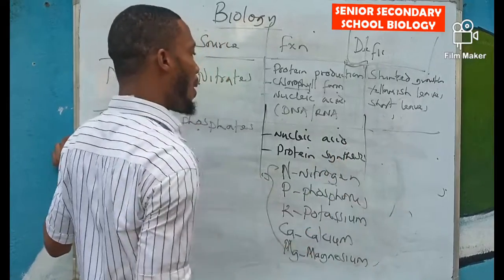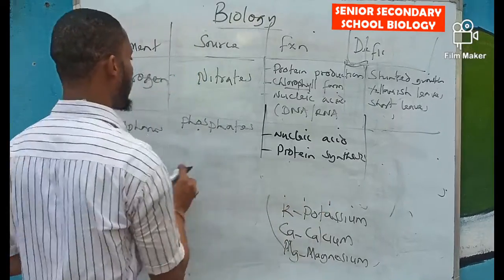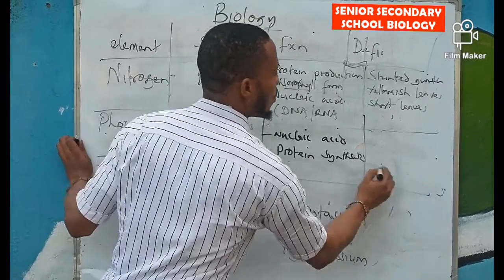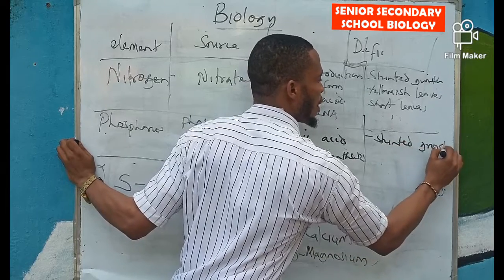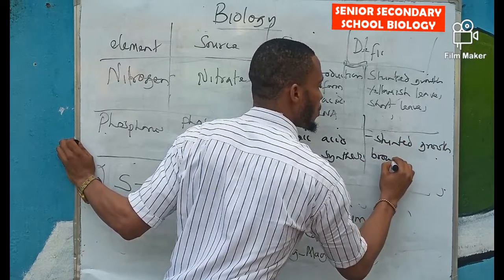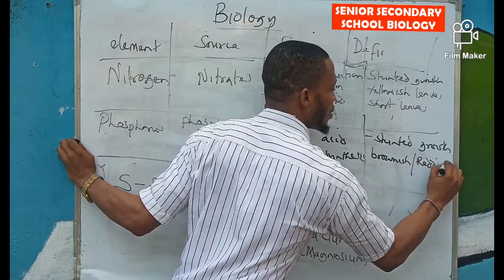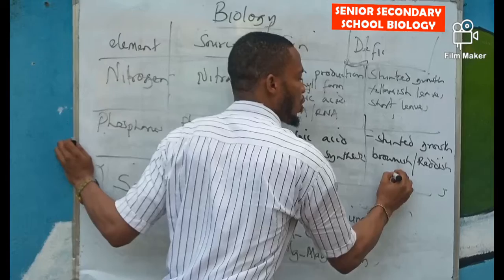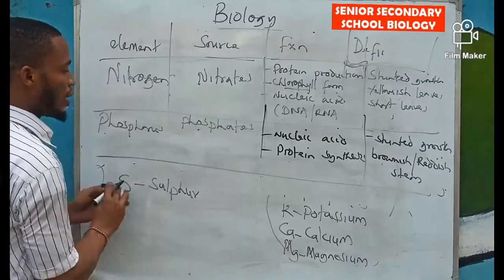Now, when you don't have them, what happens? When plants do not have phosphorus, which is the phosphate, what happens to them? They have what we call stunted growth, and they have a brownish or reddish stem. If you see the stem, it looks brownish or reddish in color. That's for the phosphorus.